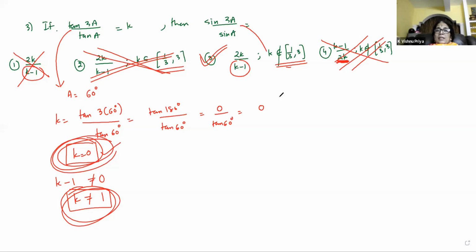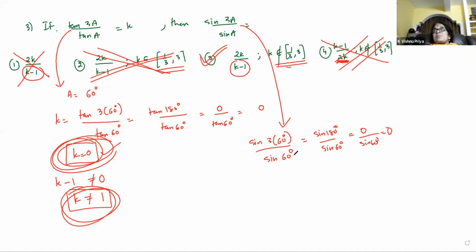Actually, if you want, you can take what they have asked. You can write sin(3 into A, which is 60 degrees) by sin 60 degrees, because A is 60. Then you have sin 180 degrees by sin 60 degrees. Sin 180 degrees is 0, and 0 over something is 0. But this is of no use. Taking sin 3A by sin A is of no use. Why waste time? Just take the given information, take k equal to 0, k not equal to 1, and select the appropriate option.